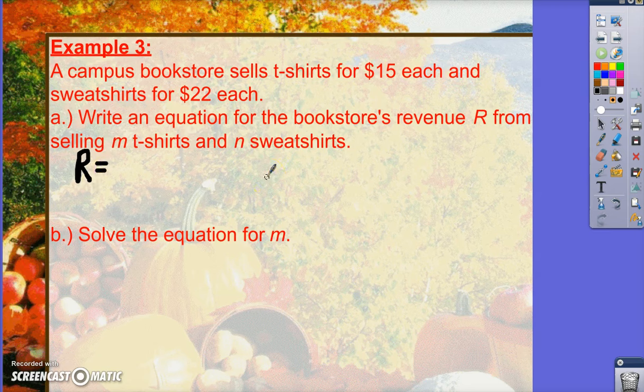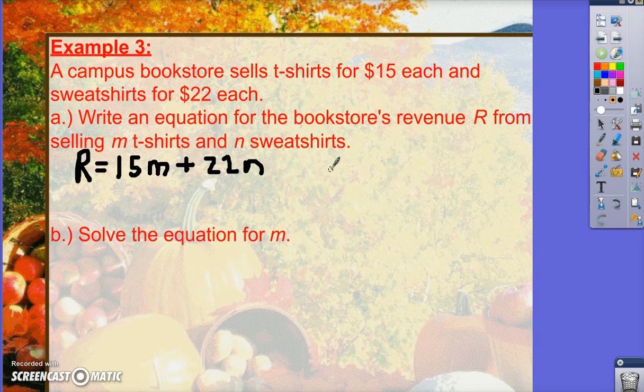We're going to take the number of t-shirts times $15 each. So 15, we're going to use the letter M. And we're going to add it to the cost per sweatshirt, which is $22 each, times N, the number of sweatshirts. All right. So that's part A. Part A says to write an equation.